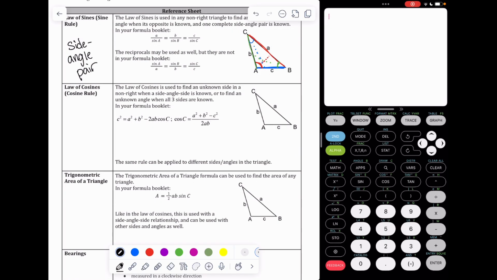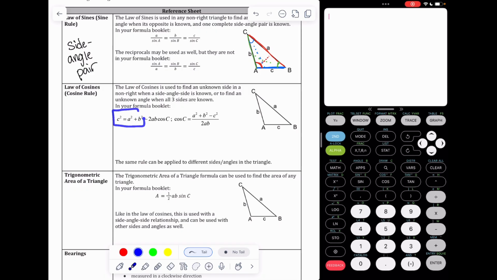All right, so cosine rule, we have two different formats of it, and we use one versus the other depending on which information we're trying to find. We could use both for either situation, it'll just be more algebraic solving. But the first one we have is little c squared equals a squared plus b squared minus 2ab cosine c.